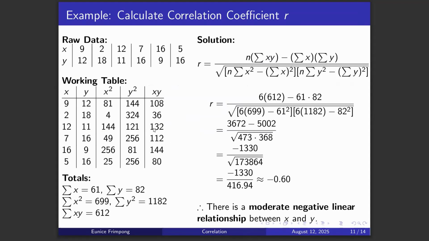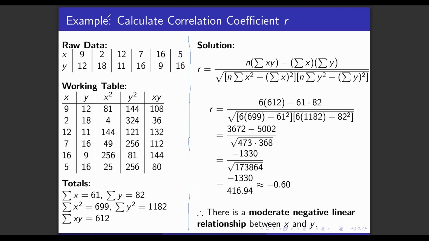So here's an example. Calculate correlation coefficient R. This is the raw data where we have some variable x. It's not defined though, but we know that there's a variable x representing something. And then we have the variable y. The data points for x are 9, 2, 12, 7, 16, and 5. And the data points for y are 12, 18, 11, 6, 9, and 16. Let's find the correlation coefficient R.